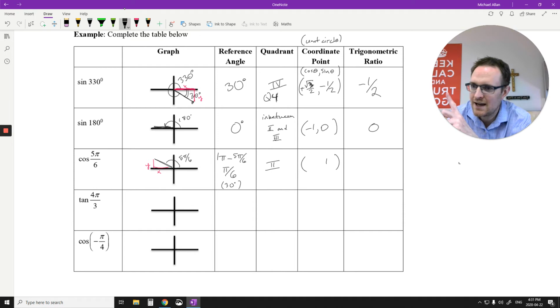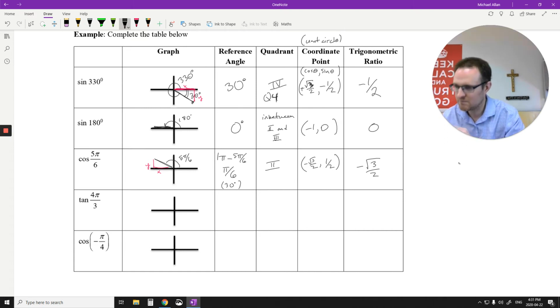The y is a half. X is negative √3 over 2. We're doing cos, so that's my x values. So √3 over 2. You can double check that too. It's going to be a negative number too. So make sure your calculator is in the right mode to do that.